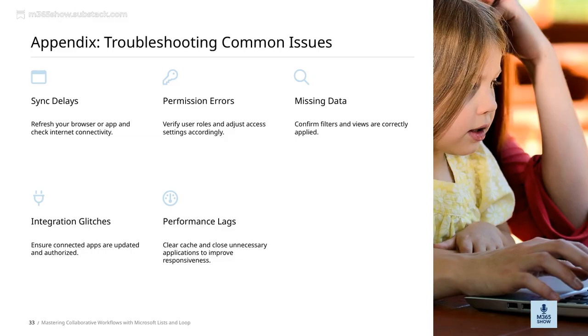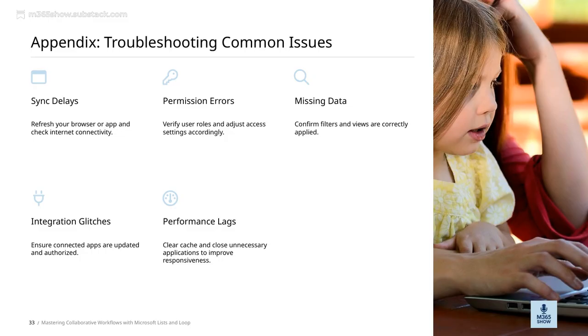When data seems to be missing, it's important to verify user roles and access settings. Sometimes, users don't see all the information because of permissions restrictions. Adjusting these settings can often resolve the issue. If you're running into permission errors, a simple step is to refresh your browser or app and check your internet connectivity. Sometimes, a quick refresh or a stable connection can clear up those access problems.